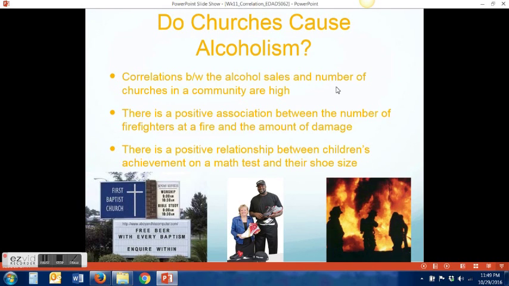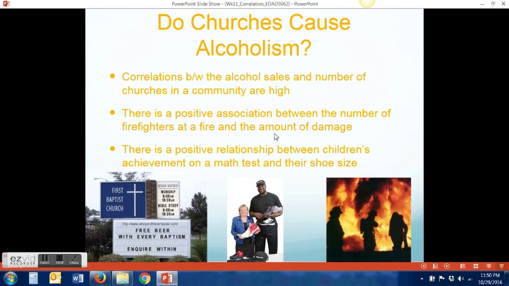First, what about our alcohol sales and churches? Again, I wouldn't think that the number of churches causes alcohol sales, or people get super drunk and want to go to church because they feel guilty. Instead, we find that in areas of high population, there's lots of alcohol sold, and there's lots of churches. The more people, the more churches, the more people, the more alcohol.